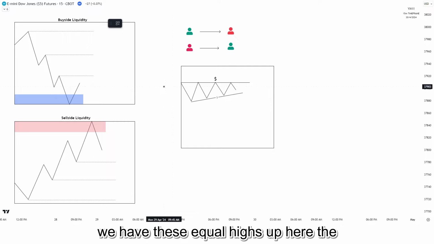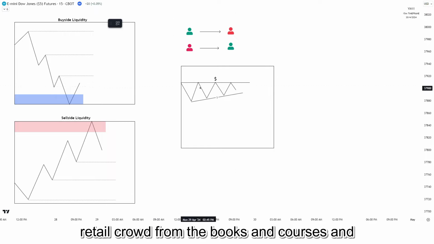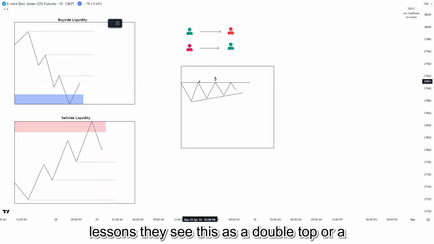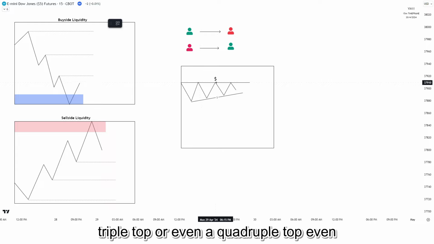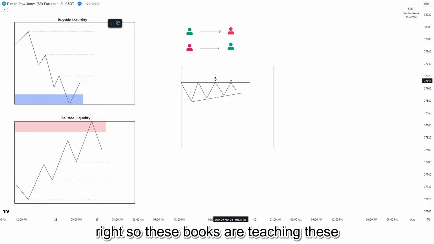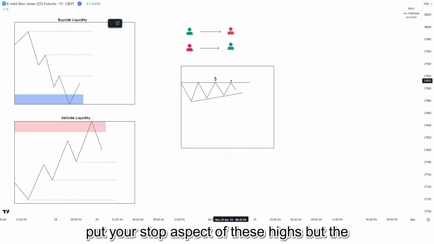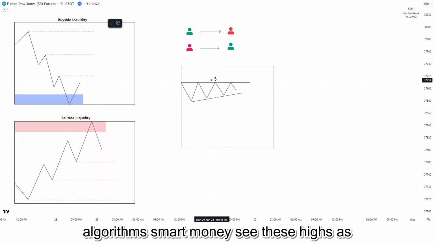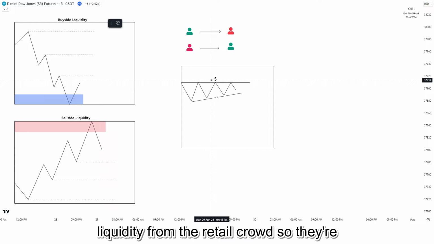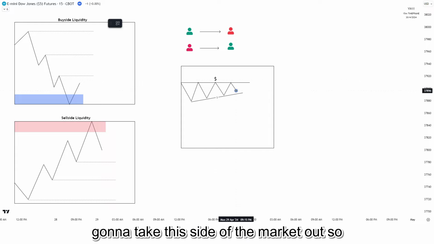As we can see here, we have these equal highs up here. The retail crowd from the books and courses and lessons, they see this as a double top or a triple top or even a quadruple top, right? So these books are teaching these retail traders, you see a double top, triple top, quadruple top, you want to go short here, put your stop loss back above these highs. But the algorithm and smart money see these highs as liquidity from the retail crowd, so they're going to take this side of the market out.